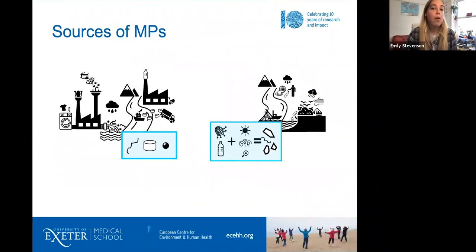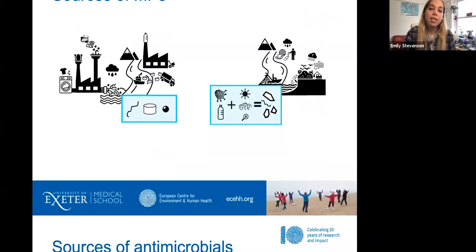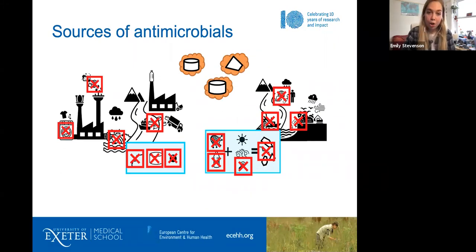So to understand how microplastics and antimicrobial resistant organisms may interact in the environment, it's important to understand how they both get into the environment and into the aquatic systems in particular. So microplastics, there are lots of different sources of these getting into these systems. And when we look at the sources of antimicrobials, they very much overlap with the sources of microplastics. So there are many instances where antimicrobials and microplastics may overlap in the environment and coexist. Now, when microplastics get into the environment, they become colonized by microorganisms, and this creates biofilms.